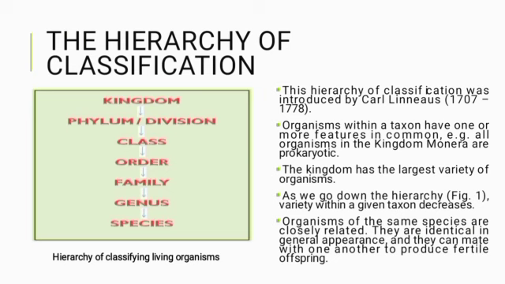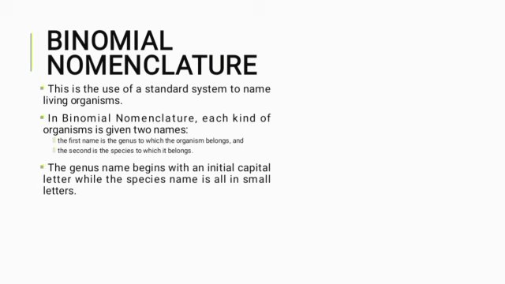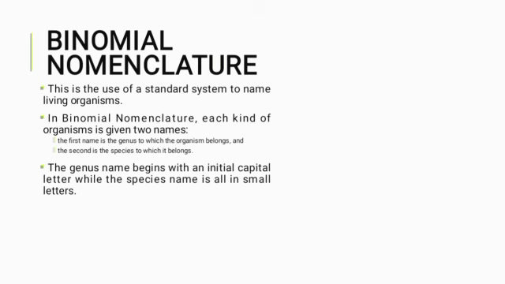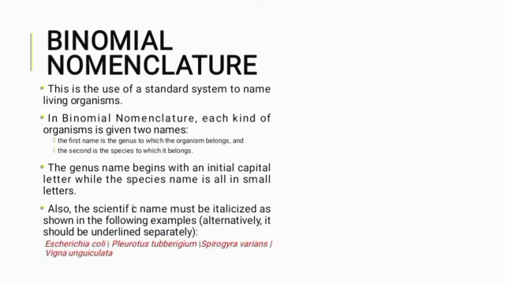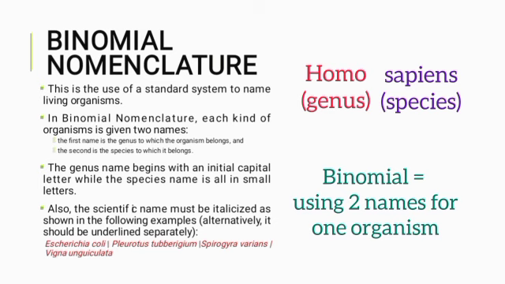The binomial nomenclature is used to name organisms on the basis of their genus and species. So instead of saying these organisms are from kingdom this, phylum this, class this, just pick the name of the genus and the name of the species. So we have Panthera leo, for example, for lions, and Homo sapiens for humans. Homo is the genus, sapiens is the species. The first name is the name of the genus and the second name is the name of the species.